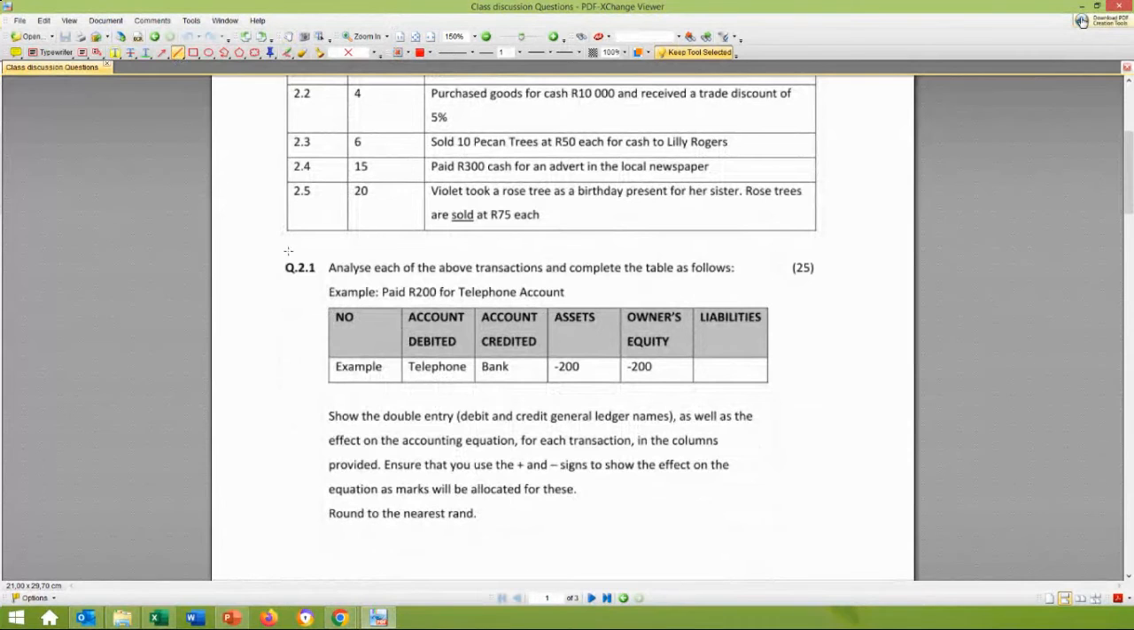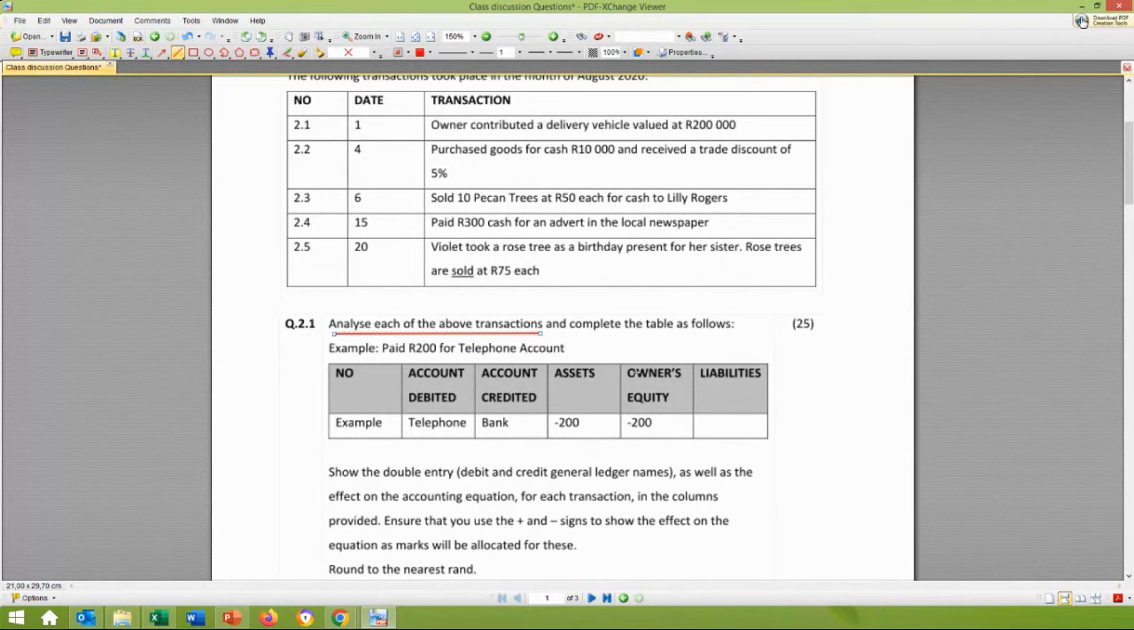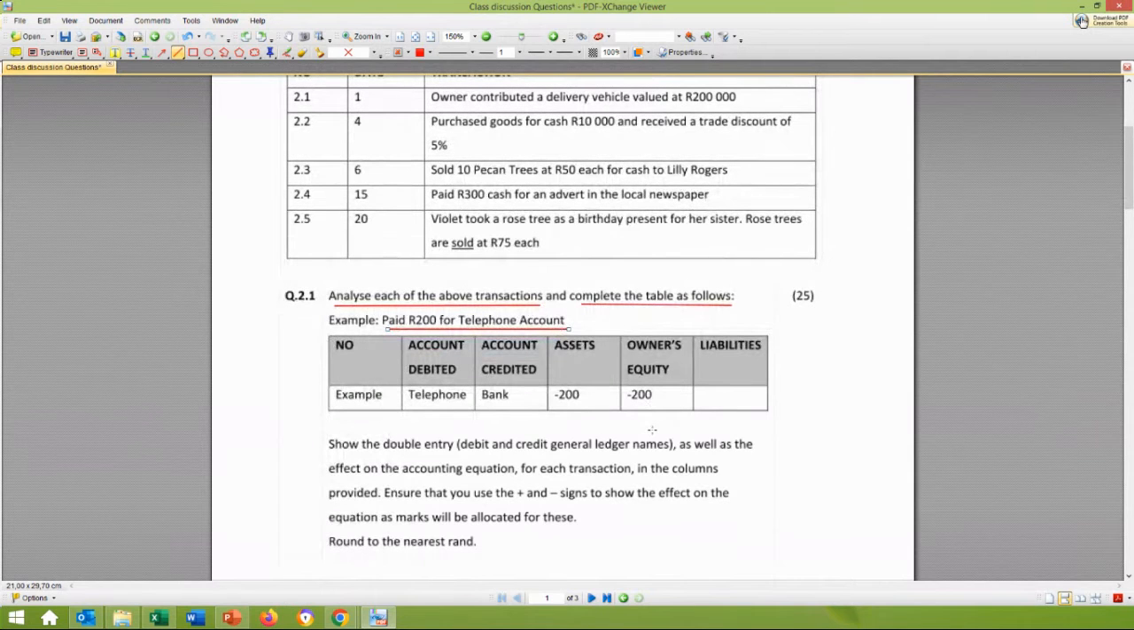The first thing they've asked you here is to analyze each of the above transactions. The above transactions are these 5, and complete the table as follows. So they want you to complete the table below. Then they've provided an example: we paid 200 Rand for our telephone account. So here your example is your numbers example. Then we debited telephone account, we credited bank, and then assets is a negative 200, owner's equity is a negative 200. So they want you to complete the accounting equation, but they also want you to indicate what account is being debited or credited.